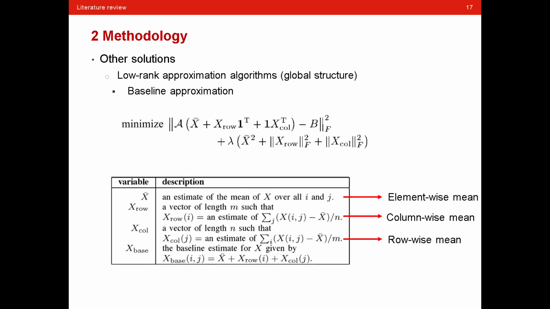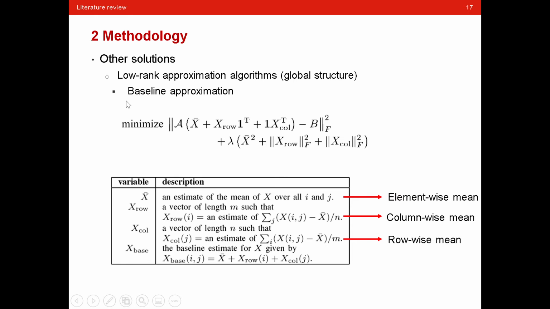And before they truly propose their final solution, they first suggest some other solutions which will be used for comparison in an empirical study. The first is the low-rank approximation algorithms. The method they propose is also a kind of low-rank approximation algorithm, and they point out that this kind of algorithm focuses on global structure. The global structure means that the original signal is a low-rank signal.